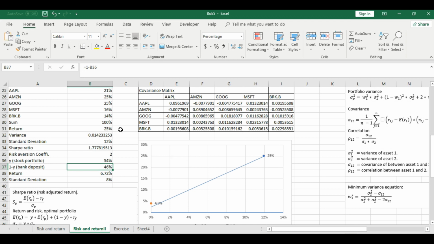In this video, we have learned how to construct a stock portfolio that maximizes Sharpe ratio, how to draw a capital allocation line, and construct an optimal portfolio consisting of stocks and bank deposit. In the next video, we will learn how to include other kinds of assets into the optimal portfolio, in this case, a bond fund.